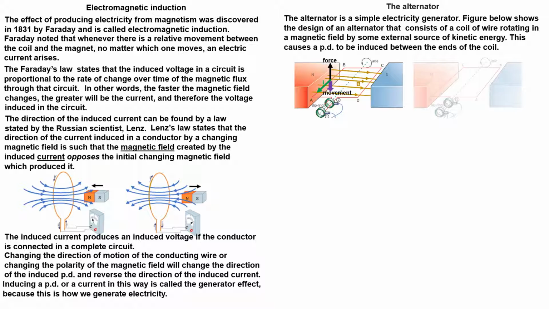The rotation goes on, and the diagram shows the coil rotated 180 degrees. And now the AB side of the coil moves up. So the current in the wire makes a magnetic field that pushes the wire downward. If we use Fleming's left-hand rule, we find the direction of the current. The induced current reverses direction.